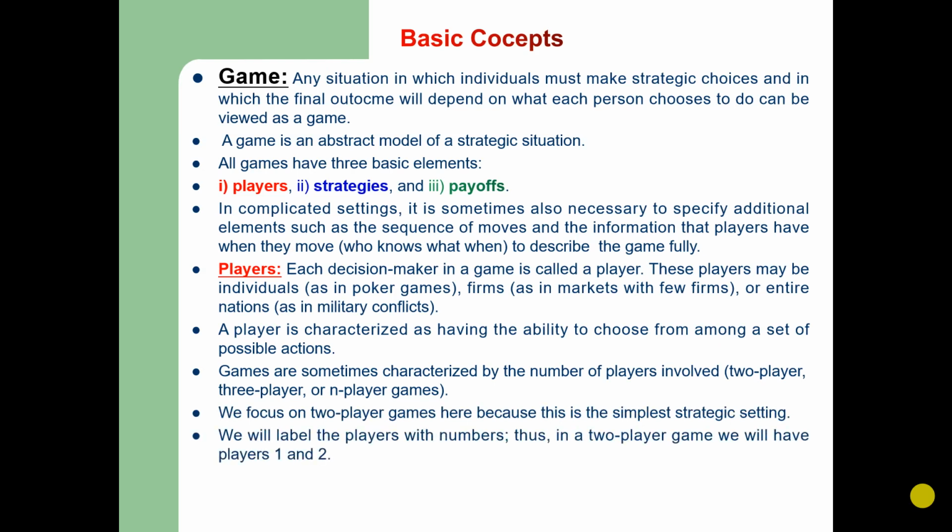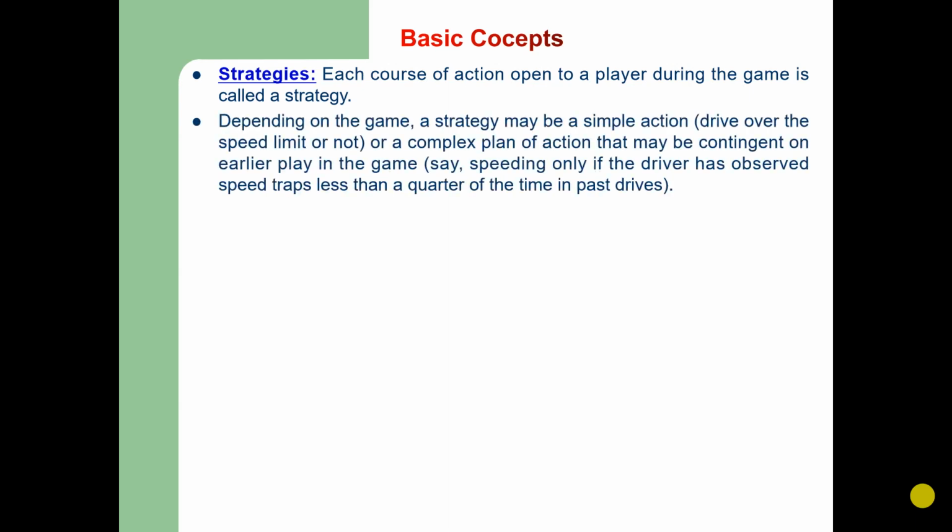We will label the players with numbers. Thus, in a two-player game, we will have player 1 and player 2. In an n-player game, we will have players 1, 2 up to n, with the generic player labeled i. Then we have strategies. The second basic element of the game is strategy. Each course of action open to a player during the game is called a strategy. Depending upon the game, a strategy may be a simple action or a complex plan of action that may be contingent on earlier play in the game.